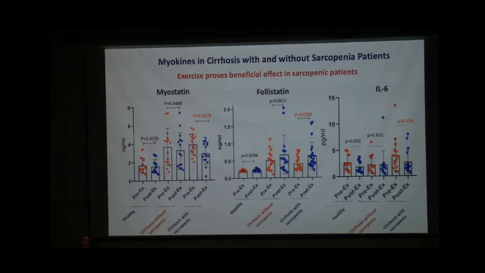So this is very interesting. It is only in the exosomes. If you look, pre is the red, post is the blue. This is the healthy, cirrhosis without sarcopenia, cirrhosis with sarcopenia. And we found a significant reduction in myostatin in sarcopenic patients from pre to post exercise. Follistatin level increases and IL-6 level decreases. So the bad guy in sarcopenia actually decreased in the exosomes after exercise, and the follistatin showed a significant increase, and the inflammatory IL-6 was found to be decreased.